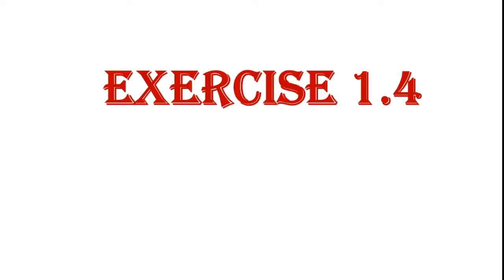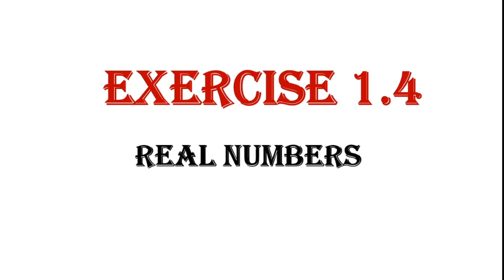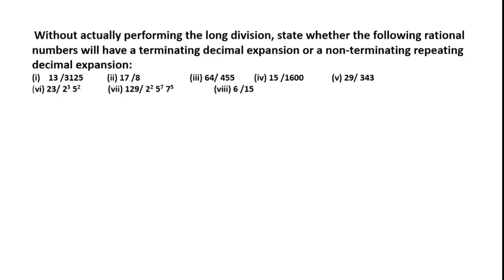Today I am explaining exercise 1.4. The first question is, without actually performing the long division, state whether the following rational numbers will have a terminating decimal expansion or non-terminating repeating decimal expansion. Without doing long division, how can we state whether the rational is terminating or non-terminating?